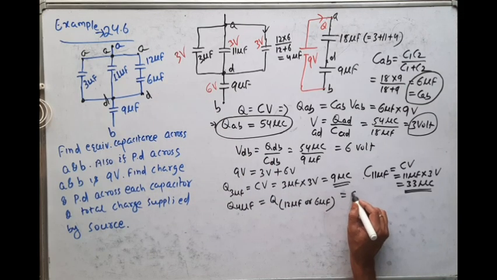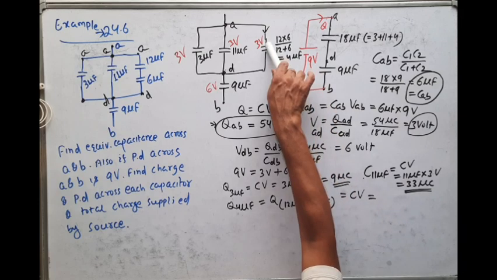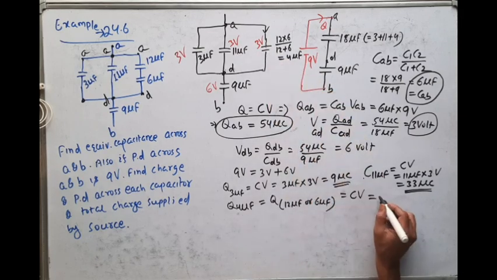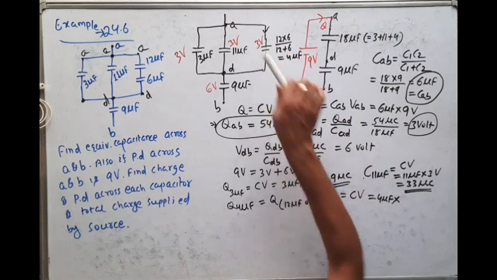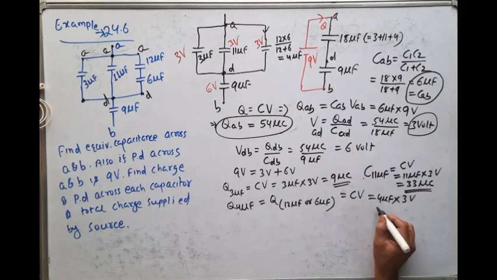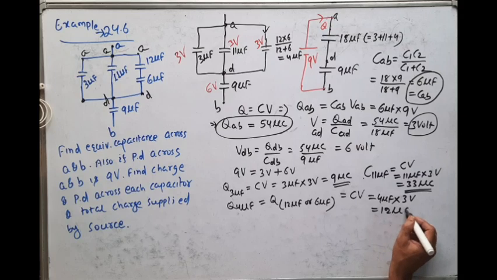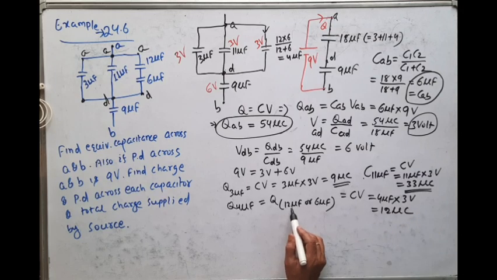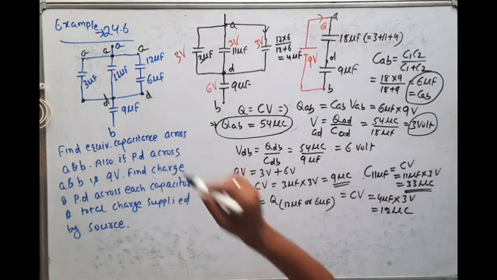Again, what is the formula? C into V. So what is the capacitance here? Capacitance is equal to 4 microfarad. And what is the voltage across this? Voltage across this is equal to 3 volt. So that is equal to 12 microcoulomb. So this is the charge across 12 microfarad as well as 6 microfarad.